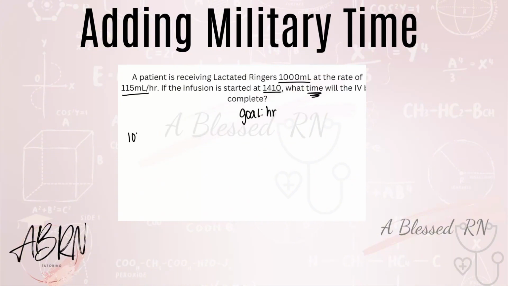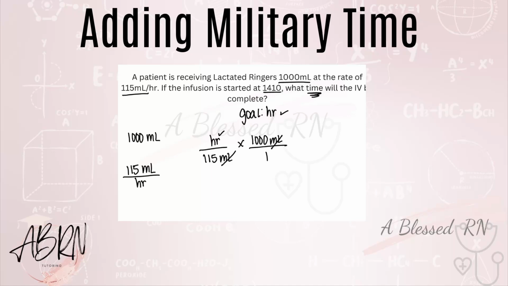Let's do another. If a patient is receiving lactated ringers at 1,000 milliliters, the rate of 115 mLs per hour, if the infusion starts at 14:10, what time will it be complete? So my goal is to look for hours. That is my unit of measure. I have my puzzle pieces to the side. Since I'm looking for hours, I'm going to start with the puzzle piece that has hours and make sure it's on the top. Milliliters cross out on the bottom and the top, and I'm left with hours.